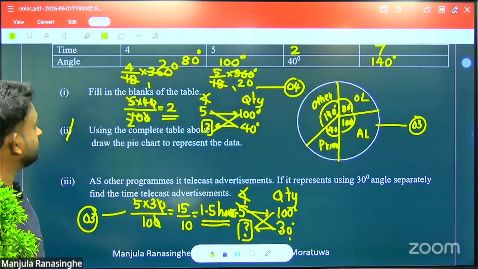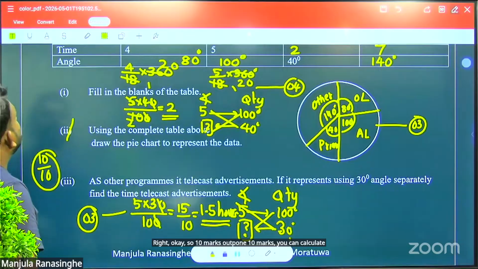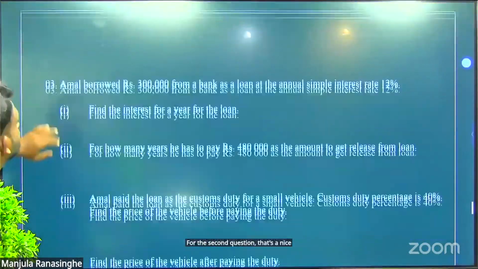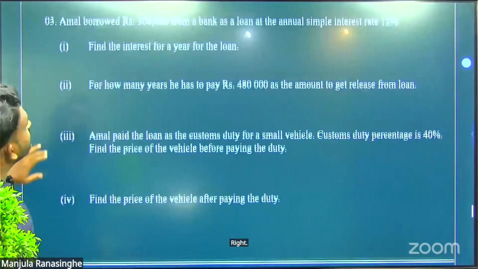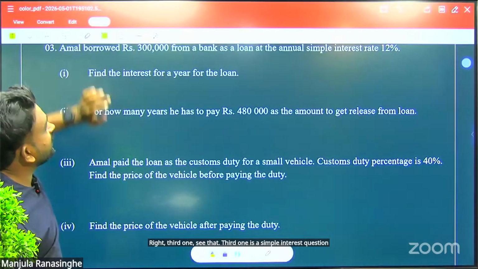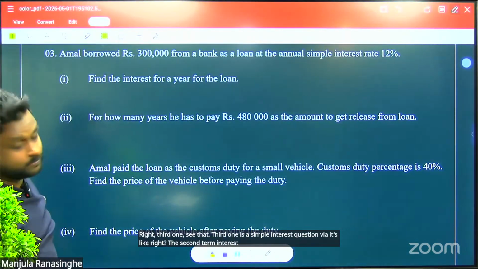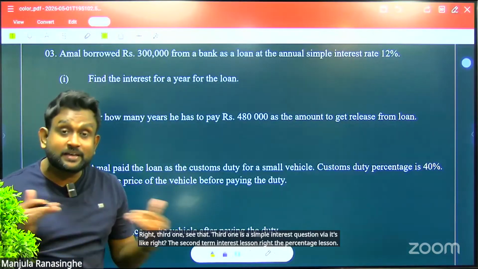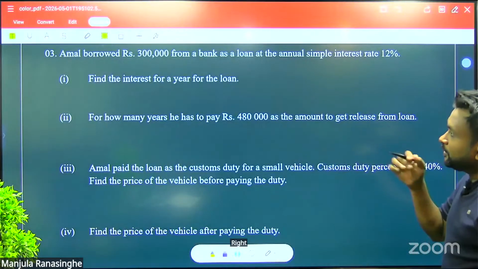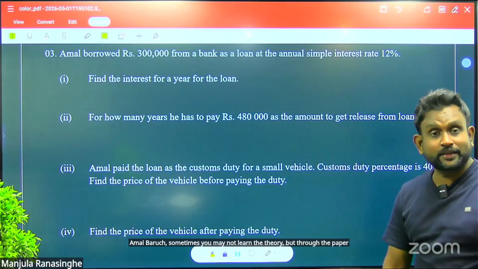Right. Okay. So 10 marks out of 10 marks. You can calculate the second question. That's a nice question. Right. The third one, see that. The third one is a simple interest question. It's the second term interest lesson, the percentage lesson. Now the papers are second-term oriented. Sometimes you may not learn the theory, but through the paper class, you catch it.